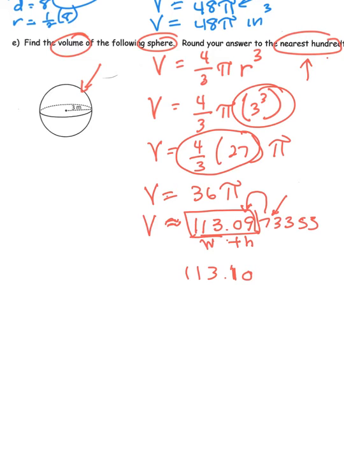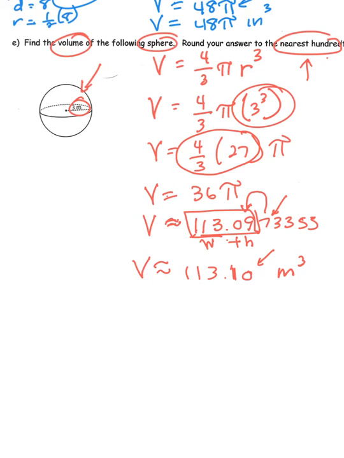So when we're asked to round to the nearest hundredth, we want to show something in the hundredths column, so I'm going to leave that 0. So the volume is approximately 113 and 10 hundredths. And let's look at the unit of measure. The unit of measure is meters this time. So meters to the 3rd power.